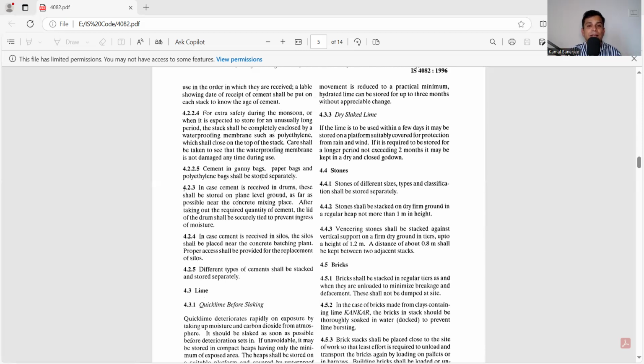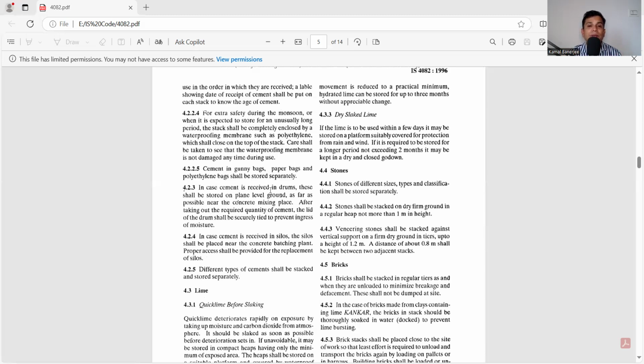Then cement in gunny bags, paper bags and polyurethane bags shall be stored separately. So it is also recommending that if the packaging is different, that means gunny bags, paper bags and polyurethane bags, they should be stacked separately, not together. It is not recommended as per the code guidelines.